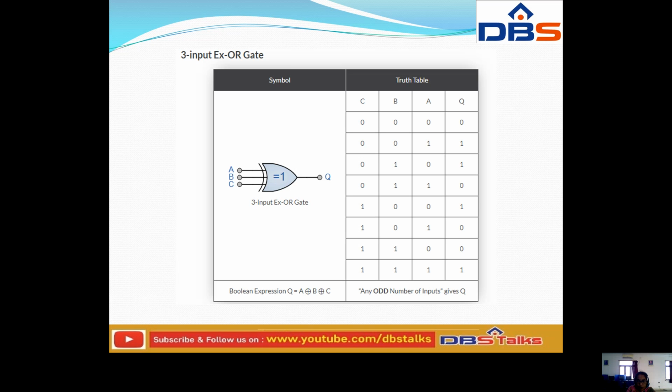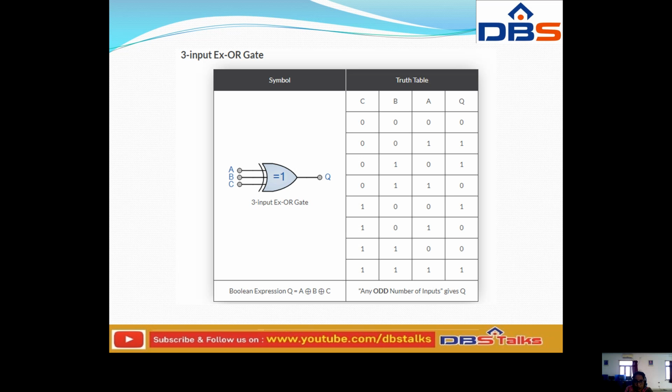If A, B, C, all three values are equal to 1, then the output will become 1. If A, B, C are all equal to 0, then the output will become 0. Based upon the inputs, we'll get the output. If it is a 2 input XOR gate, we'll get 4 combinations. If it is a 3 input XOR gate, we'll get 8 combinations. That is, the number of outputs we are going to get is 2 power n, where n is the number of inputs that we are going to give.